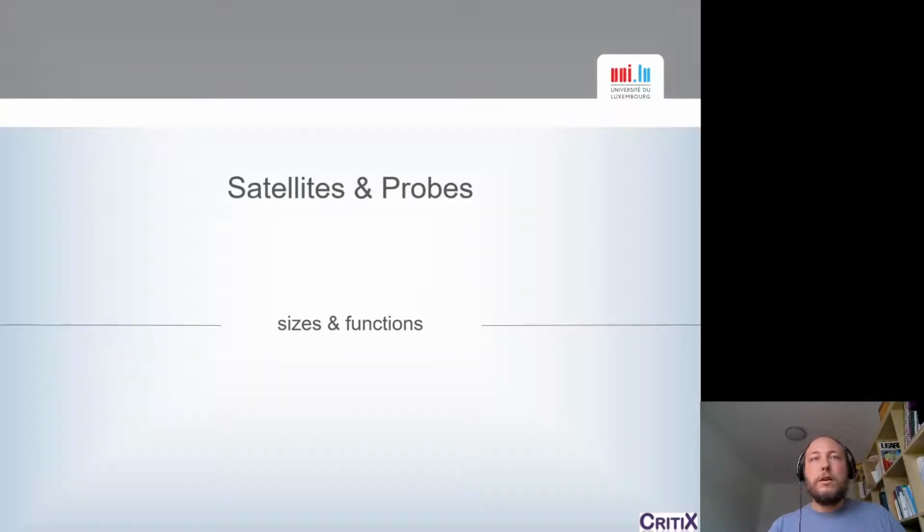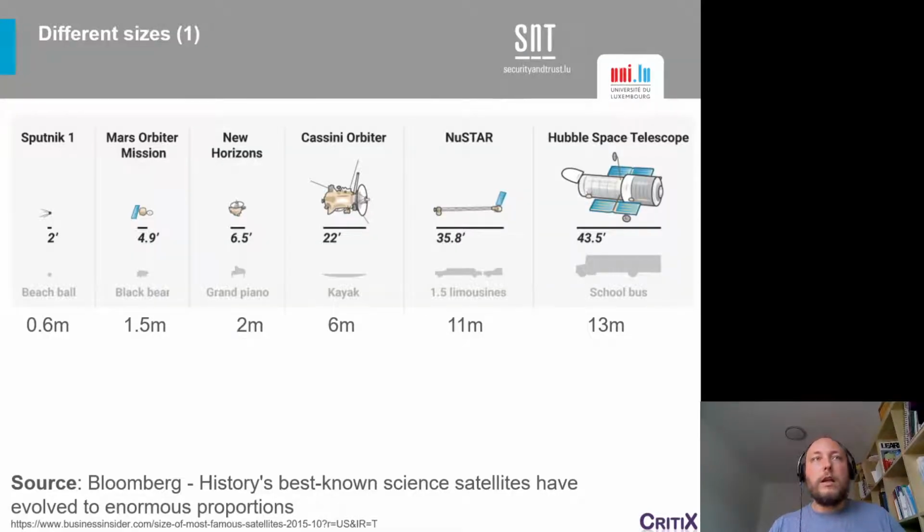Now let's look at the satellites and probes. They have different sizes and functions, starting from the 60 centimeter ball of Sputnik 1, the first artificial satellite, launched in 1957 by the Russians, through a few meters for the largest sizes. The Cassini orbiter was already 6 meters, with nuclear thermoelectric generators on board.